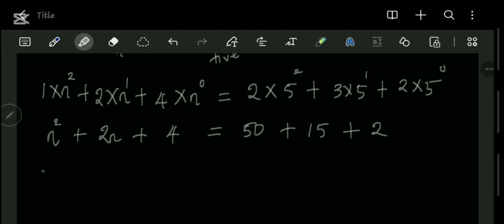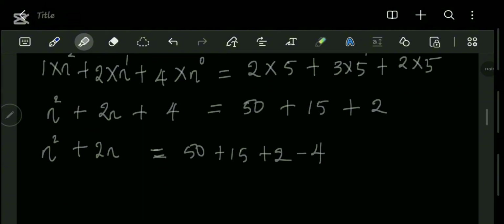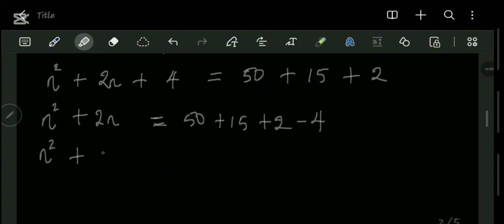So if we collect like terms here, this is n to power 2. It does not have any like term on the right, so I'm leaving this, plus 2n. So if I transpose this 4 to the other side of the equality sign, I'm going to have 50 plus 15 plus 2, then minus 4, right? So we have that n squared plus 2n will be equal to, when you add 50 to 15, you have 65, and 65 plus 2, that's 67. So 67 minus 4, that's 63. So we have 63 right here.